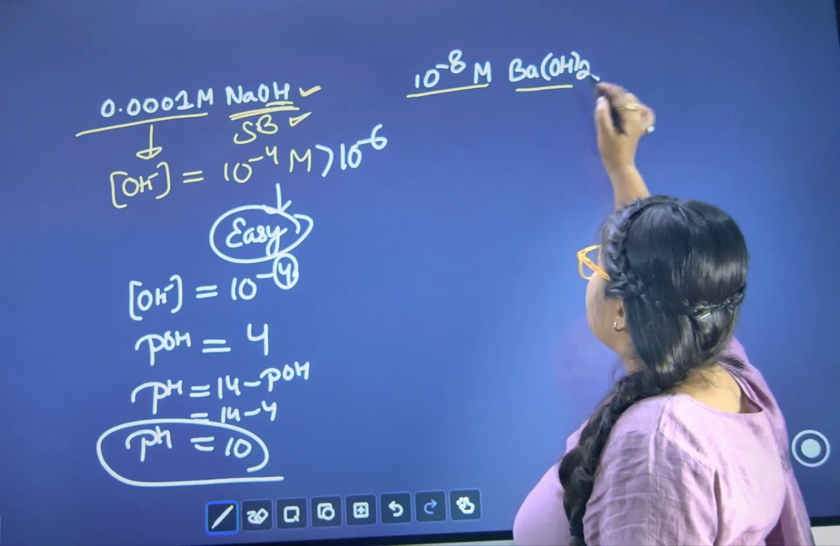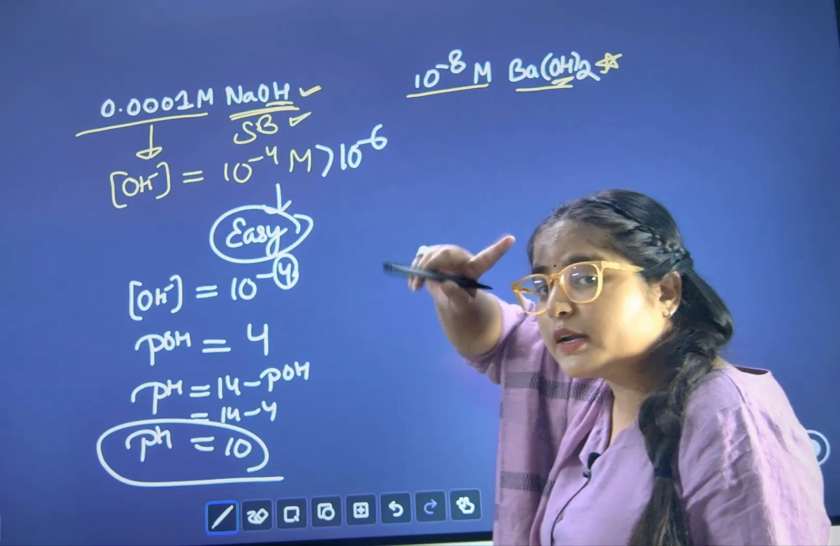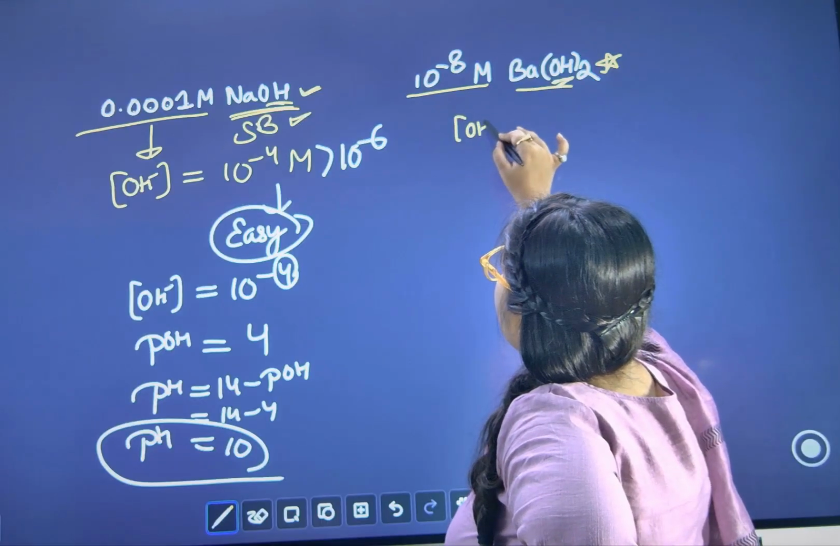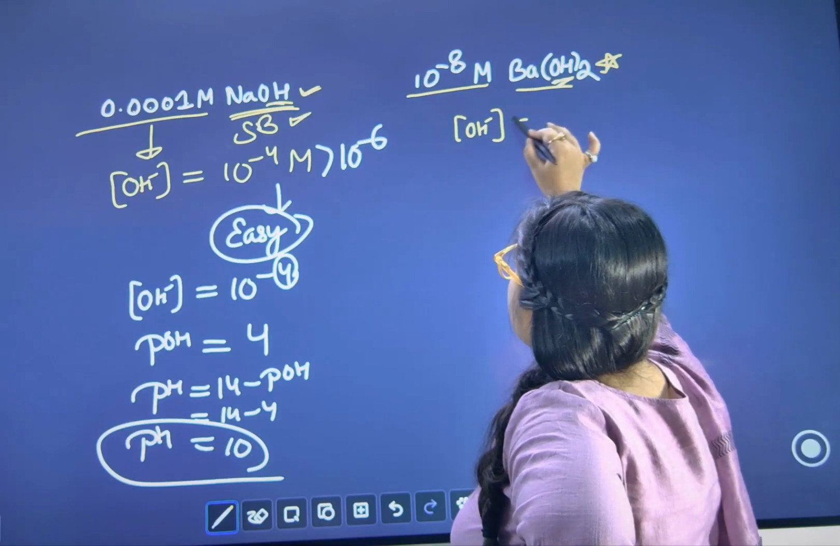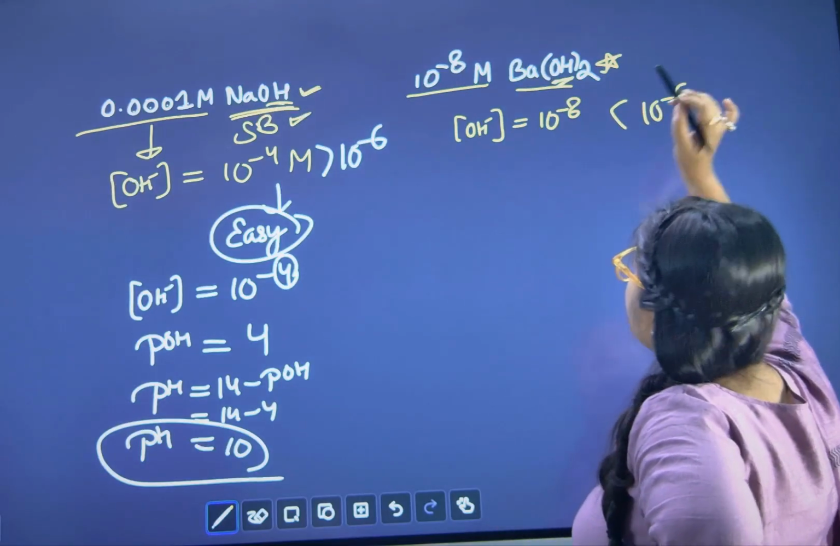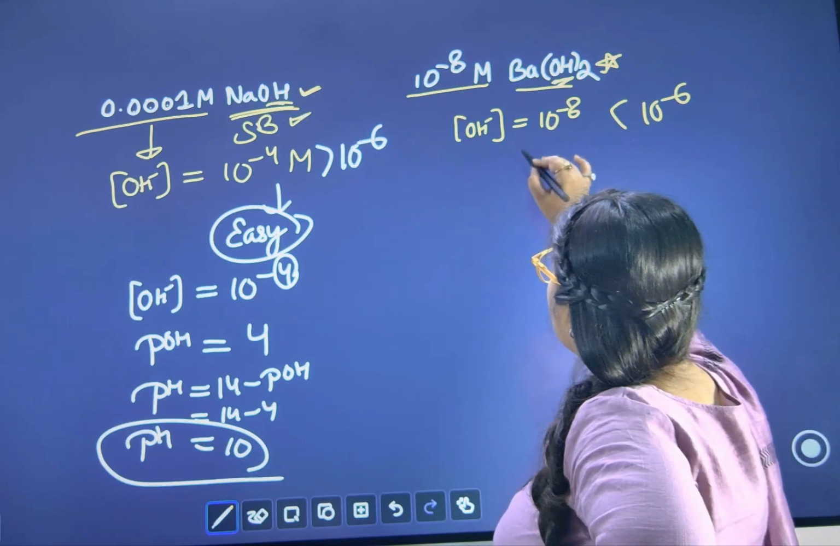Okay, now see here. We will check it is a base, but here is a danger sign: 2 OH. Don't forget to multiply by 2. Now here OH how much they have given? Here OH minus is given as 10 to the power minus 8, which is less than 10 to the power minus 6. So it is a little dangerous. A really dangerous question.